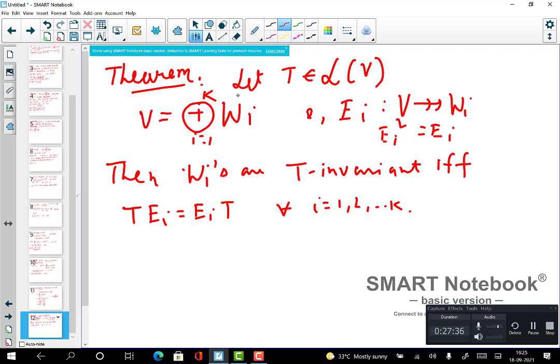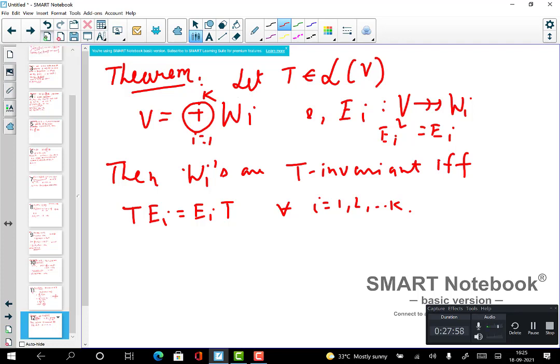And this theorem is a very crucial observation to discuss our spectral theorem for linear operators on finite dimensional vector spaces which are diagonalizable. Obviously, I am talking about diagonalizable linear operators.